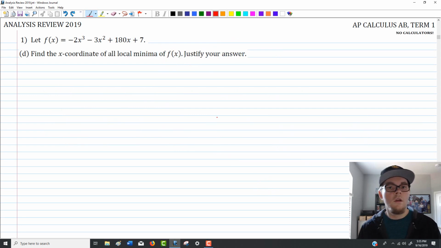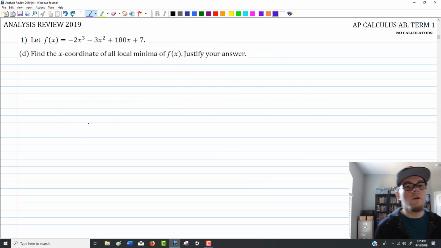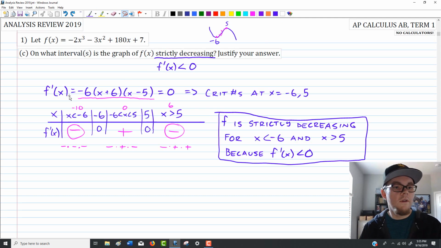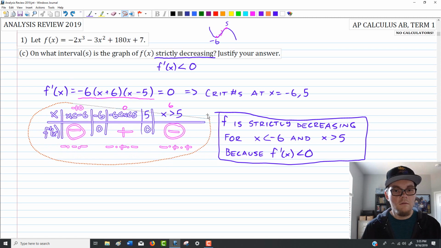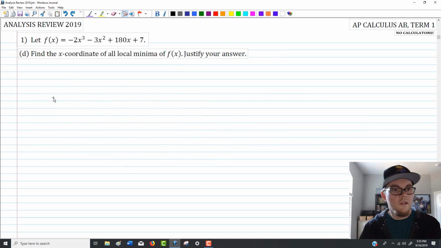Boom. Okay, the next one says find the x-coordinate of all the local minima of f of x. Justify your answer. Well, in this case, I'm not going to spend time recreating this entire process. There's lots of stuff to do.